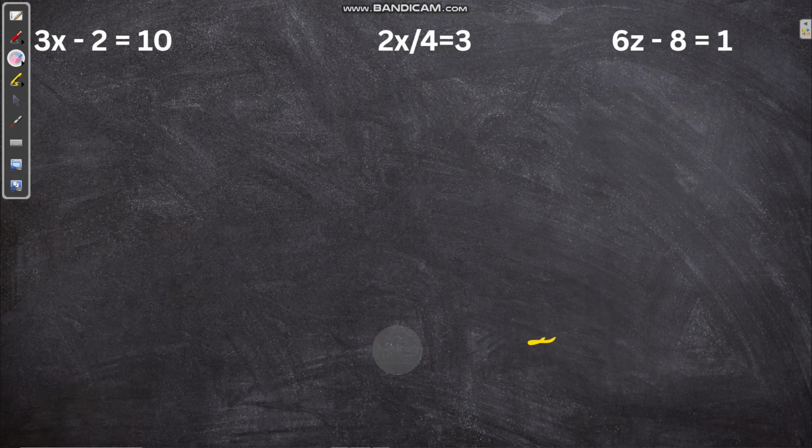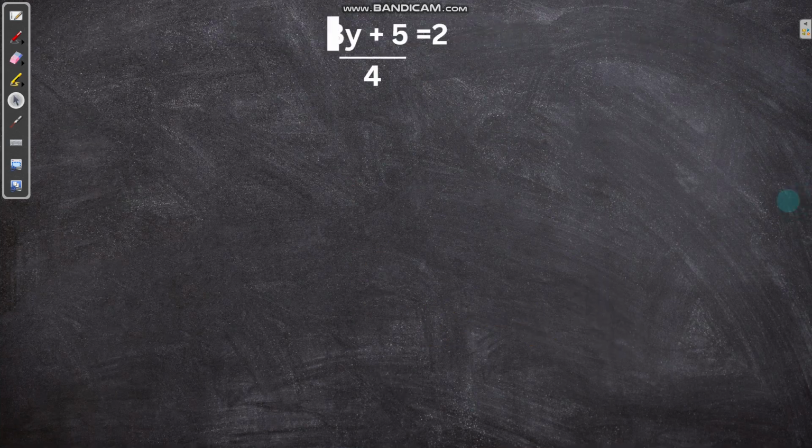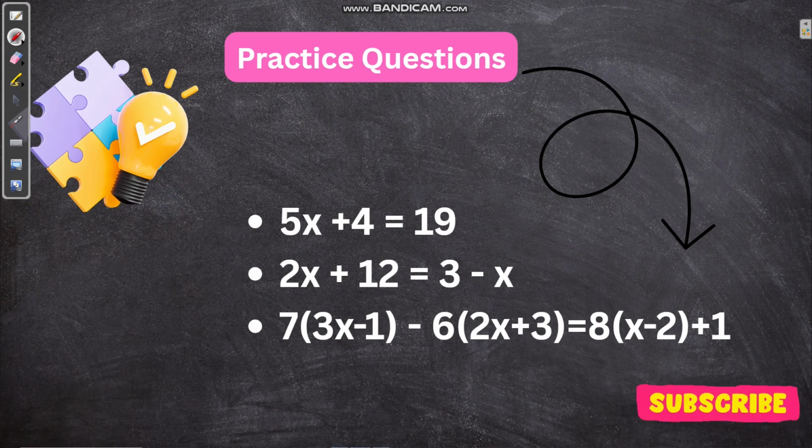This is transposition method. So I have few questions for you all to solve. So let me know the answers in the comment section. Okay, this is the question. First question, that is 5x plus 4 is equal to 19. You can use any method that you want.